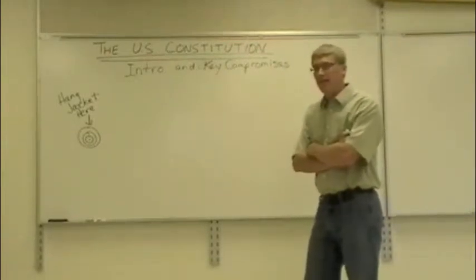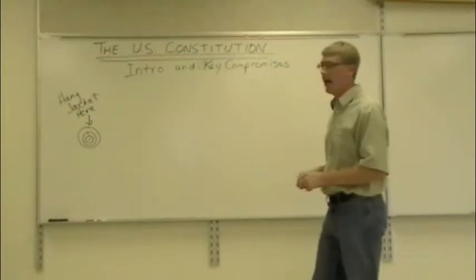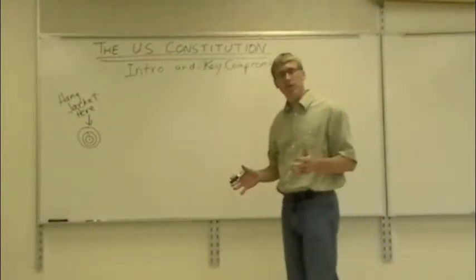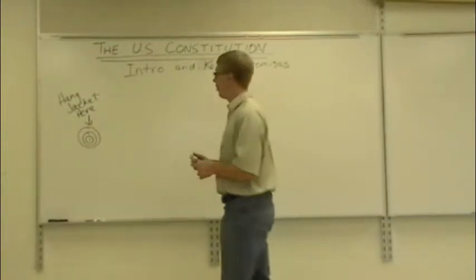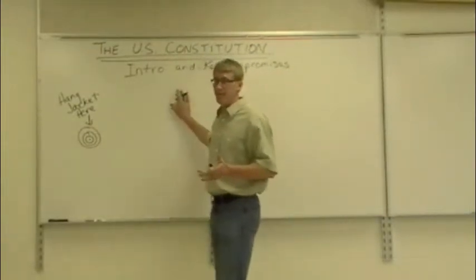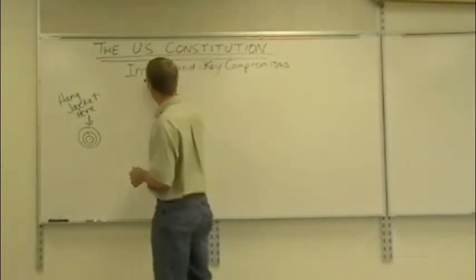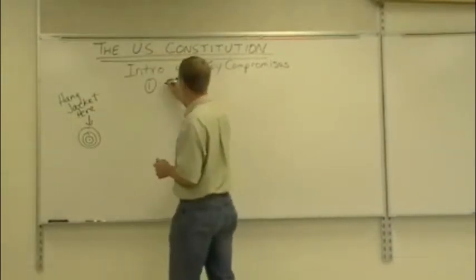How did we get the Constitution? How was it created? How was it formed? In future lessons we'll talk about how it works, but for now we're going to talk about where it came from. So, first of all, we didn't always have the U.S. Constitution, obviously. Our first government was the British government.